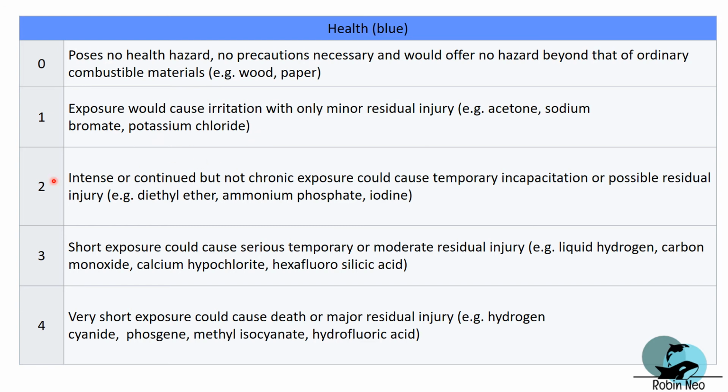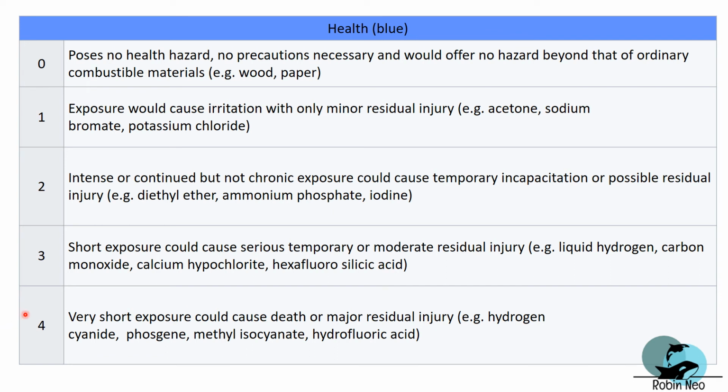Chemicals with number 2, on intense or continued but not chronic exposure, could cause temporary incapacitation or possible residual injury. Some examples of these are diethyl ether, ammonium phosphate, and iodine. Chemicals with number 3, short exposure to these could cause serious temporary or moderate residual injury, like liquid hydrogen, carbon monoxide, calcium hypochlorite, and hexafluorosilicic acid.